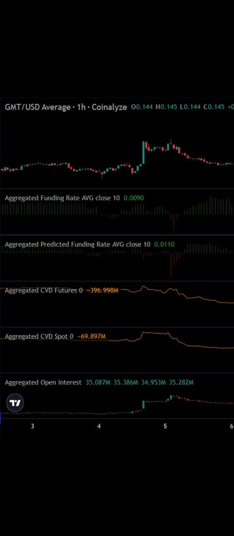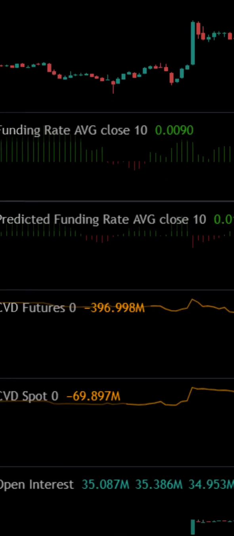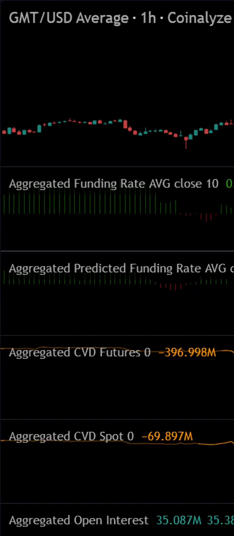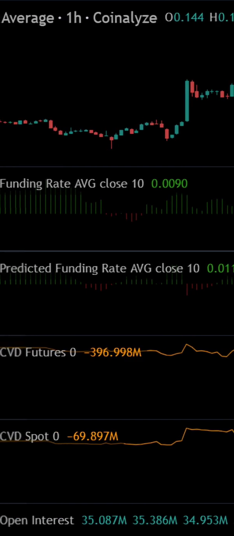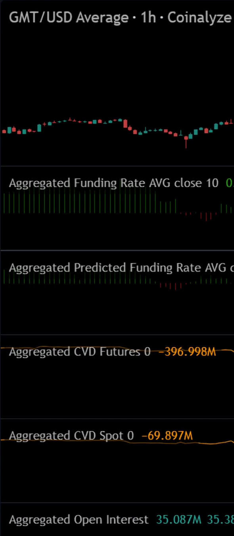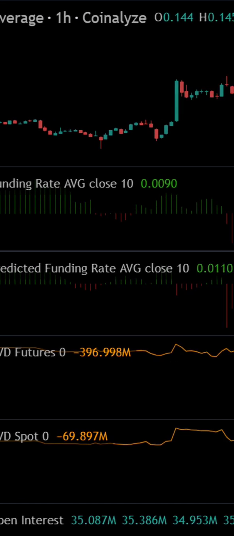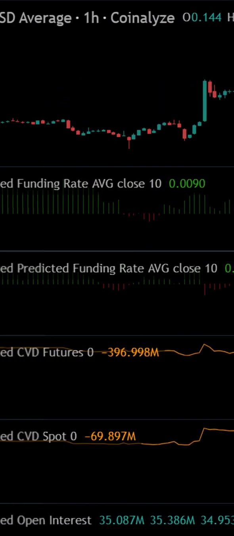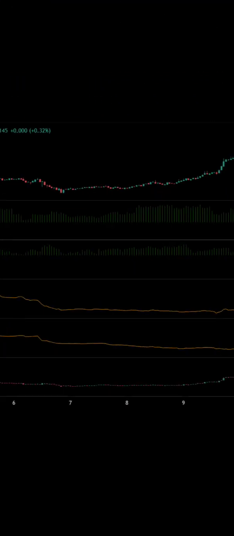So the first thing we have is the funding rate. We have the funding rate and the predicted funding rate. The actual funding rate runs up to 8 hours behind, so it's nice to have the predicted funding rate. The funding rate tells you the position of traders. If it's green, on volume, on average, there's more longs than shorts in the market. If red, there's more shorts than longs in the market.